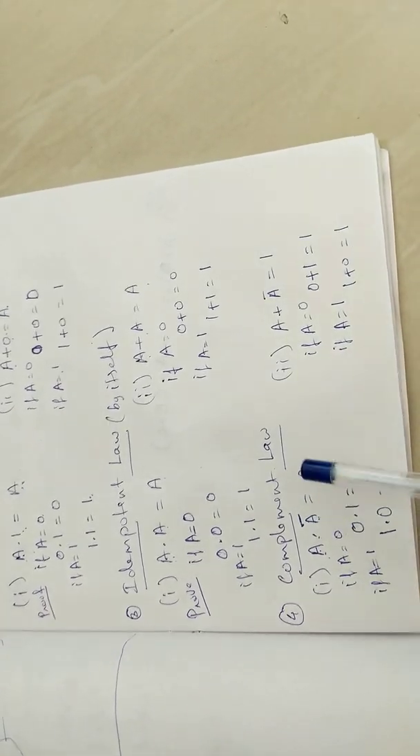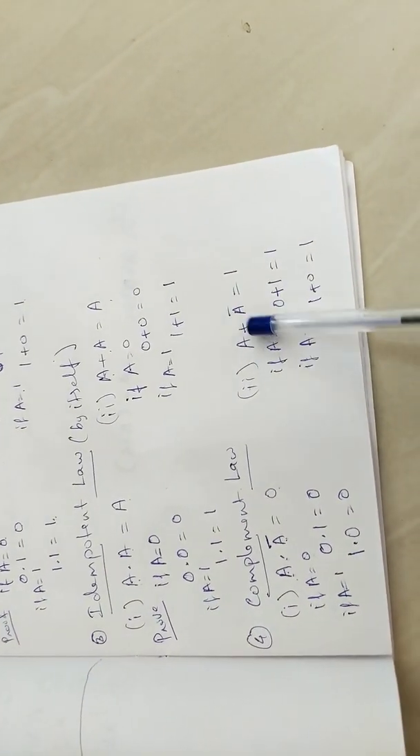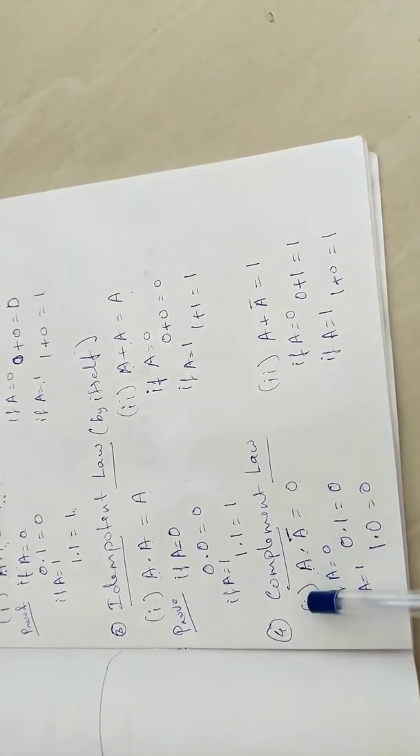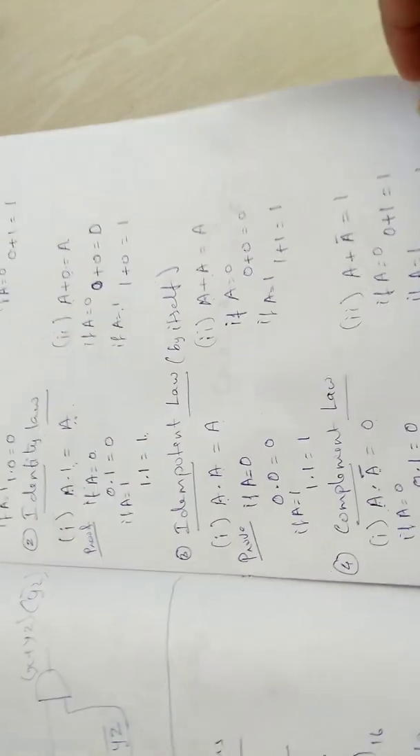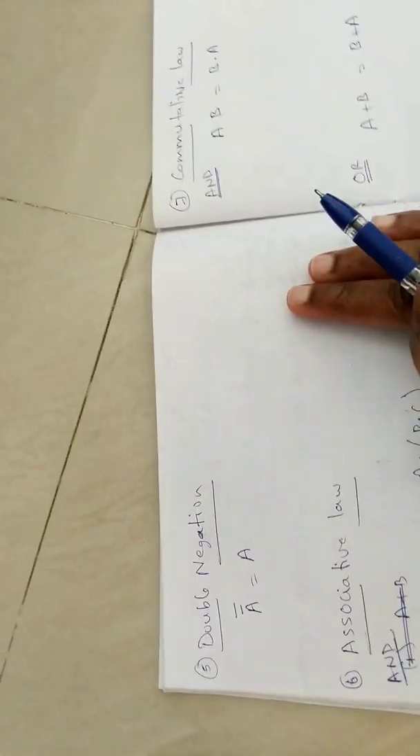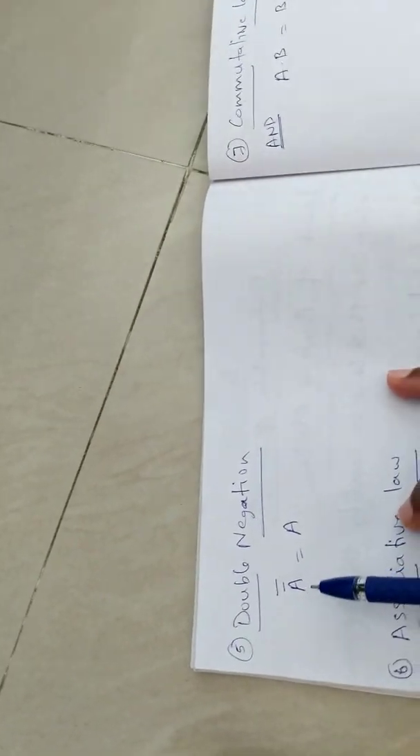If it is AND, it will be 0. If a variable is ORed with its reverse, it will be 1. This is called the complementary law. Okay, these are the laws we have seen right now for these variables, and one more, the last one, is your double negation. This one also you must learn: double negation.